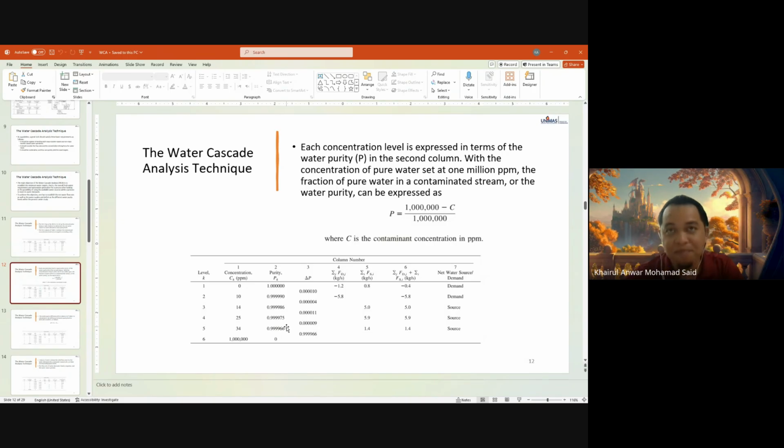Just make it 6 significant, sorry, 6 decimal points. And the last one is level 6. That is purity P.